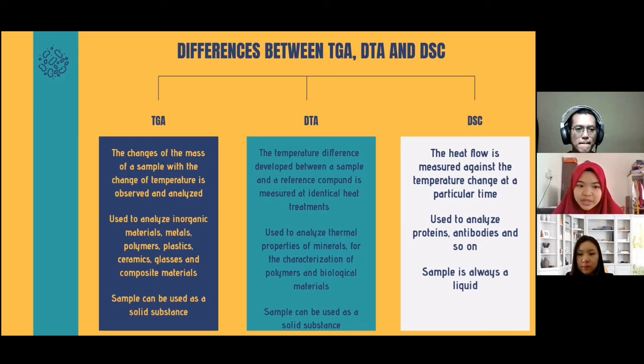And then TGA is used to analyze inorganic materials, metals, and so on, while DTA is used to analyze the thermal properties of minerals, for the characterization of polymers and biological matters, while DSC is used to analyze proteins, antibodies, and so on. The sample of TGA and DTA can be a solid substance, while the sample of DSC is always a liquid.